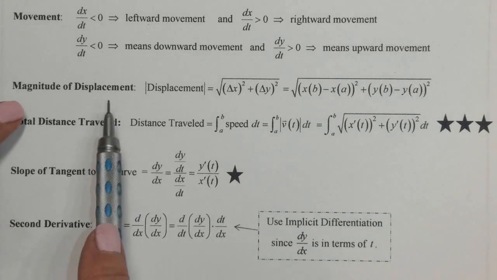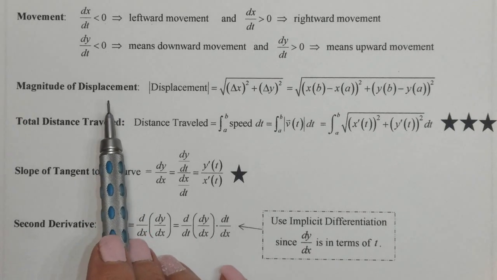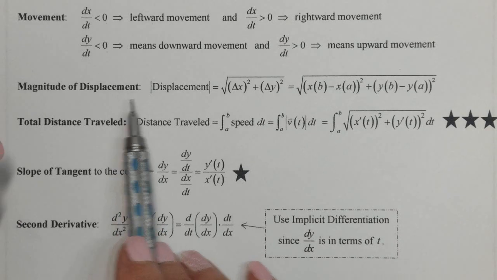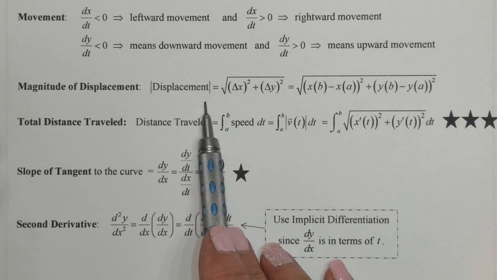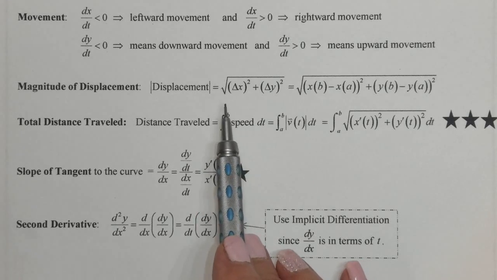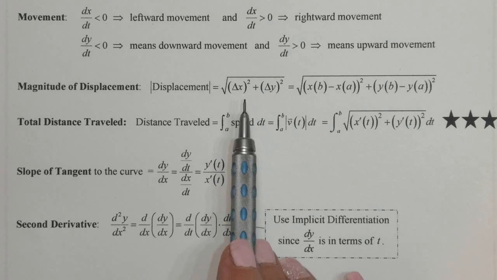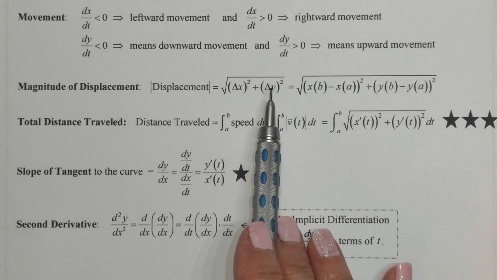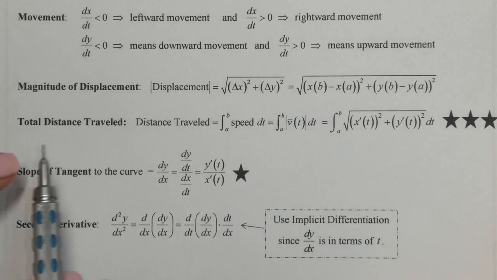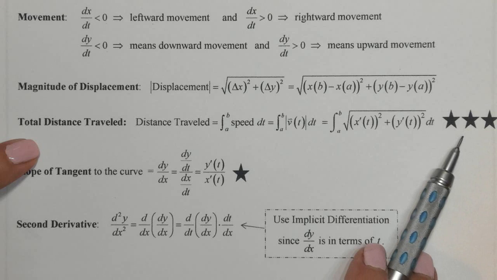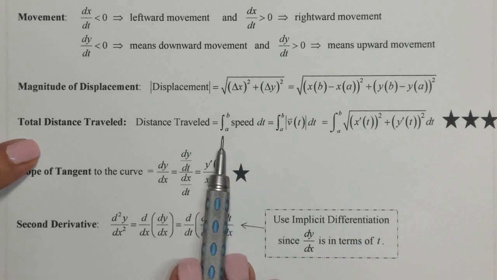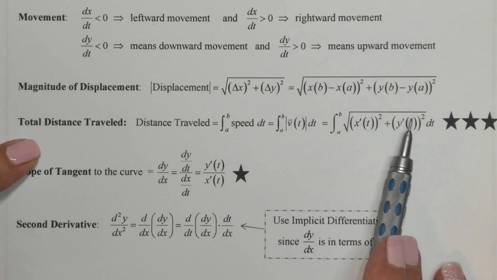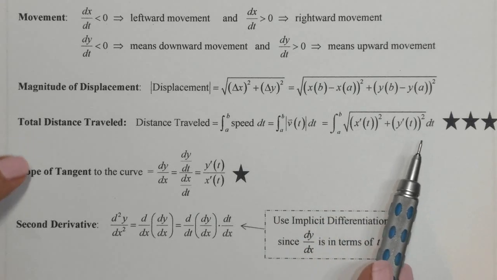Magnitude of displacement. I haven't seen this asked on an FRQ, but it might be there. You never know. Magnitude of displacement only deals with position. No primes. It's delta x squared plus delta y squared under that square root. Okay. Total distance traveled. Always asked. It is the integral of speed, which means it's the integral of that square root with x prime squared plus y prime squared.